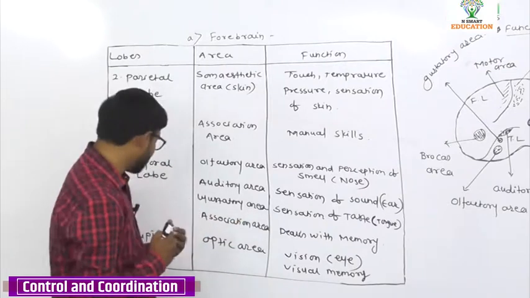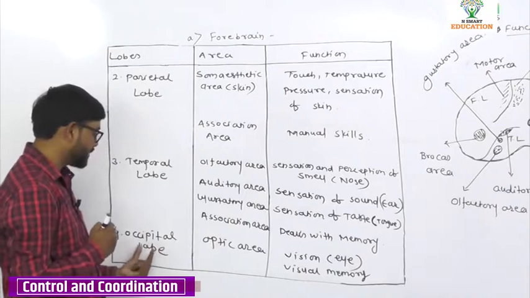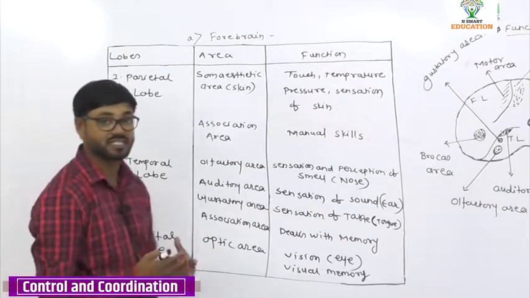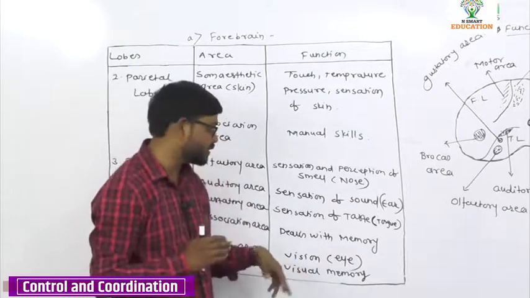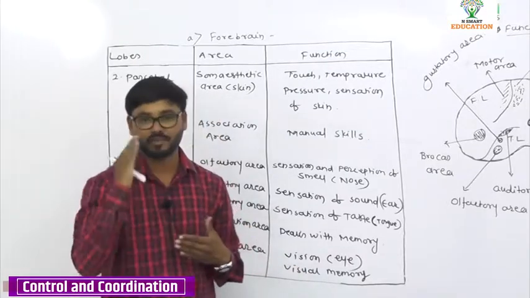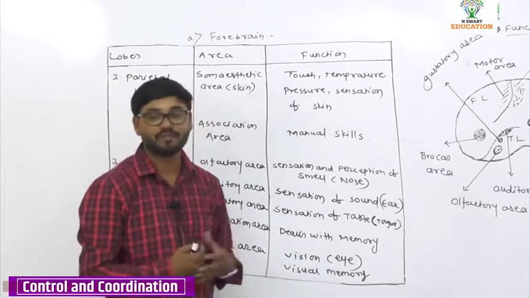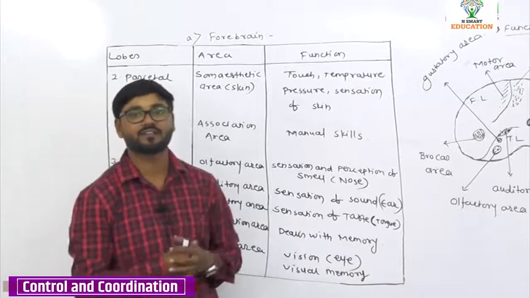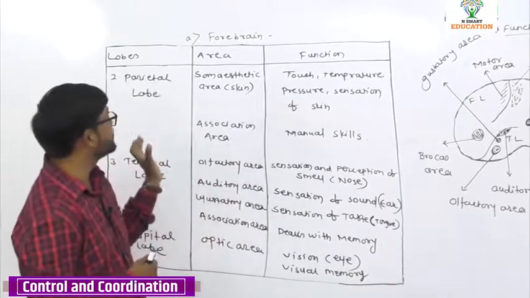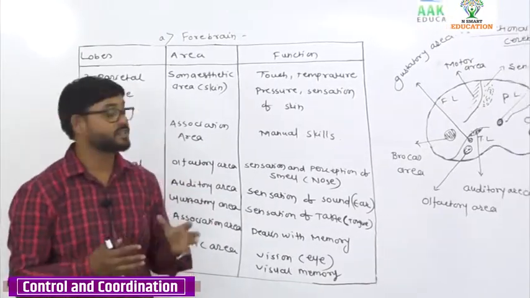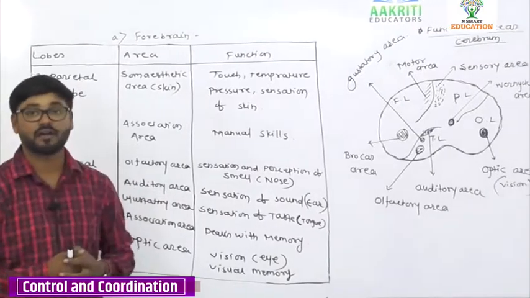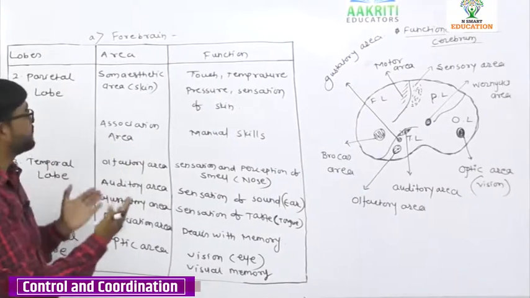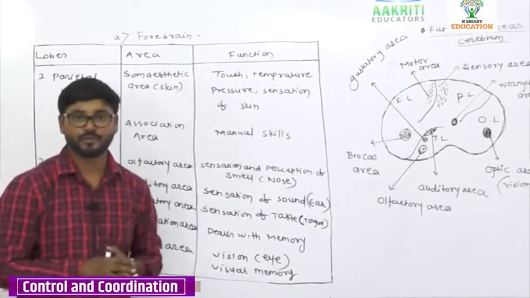Okay, so that means also another, that is the occipital lobe. In the occipital lobe the optic area is present, that means vision, that means the eye. So particularly you know the mechanism of vision, we can see. A visual memory is also present, because association areas are also present. So this is about all the functional areas of the cerebrum and all the functions of the lobes.